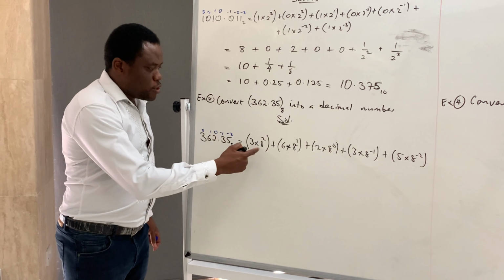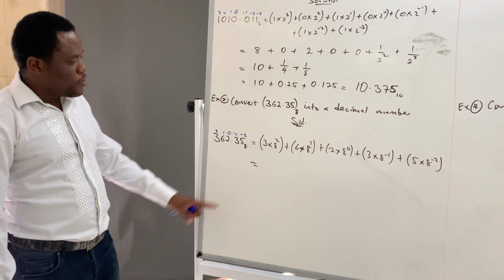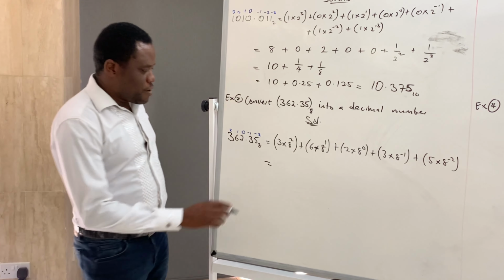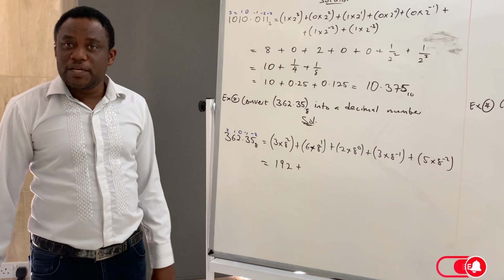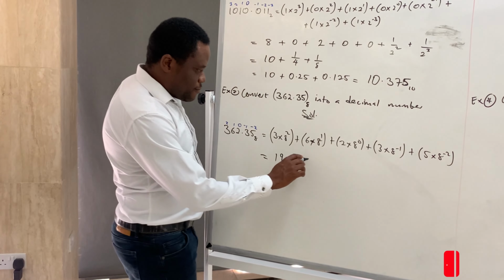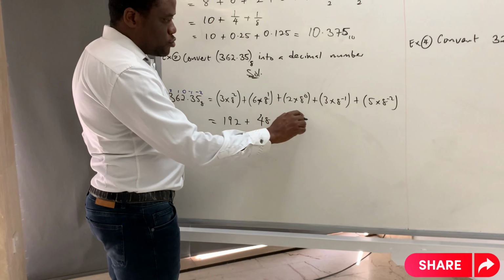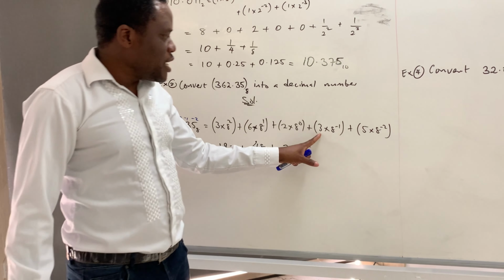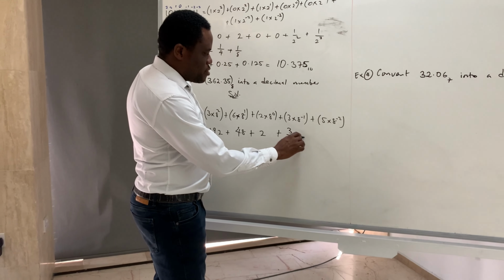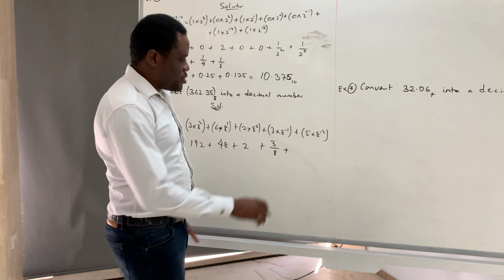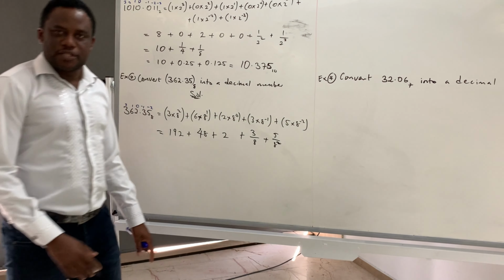So quickly, 8 squared, that is 8 to the power of 2, will give us 64. 64 times 3 will give us 192. Plus 8 to the power of 1 is 8. 8 times 6 will give us 48. Power of 0 is 1. 1 times 2 is 2. Plus, now this is 3 times the inverse of this. That will be 3/8. And this is 5 times the inverse of 8 squared, which is 64.